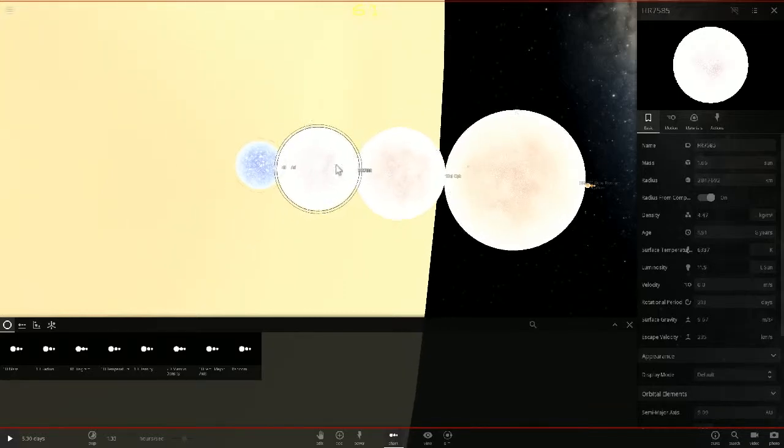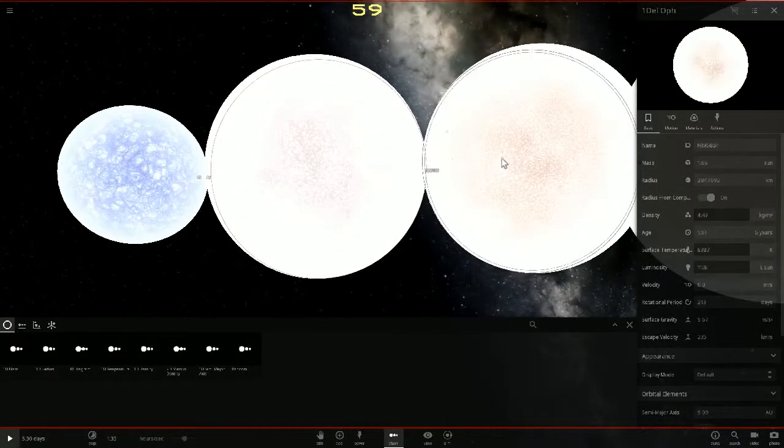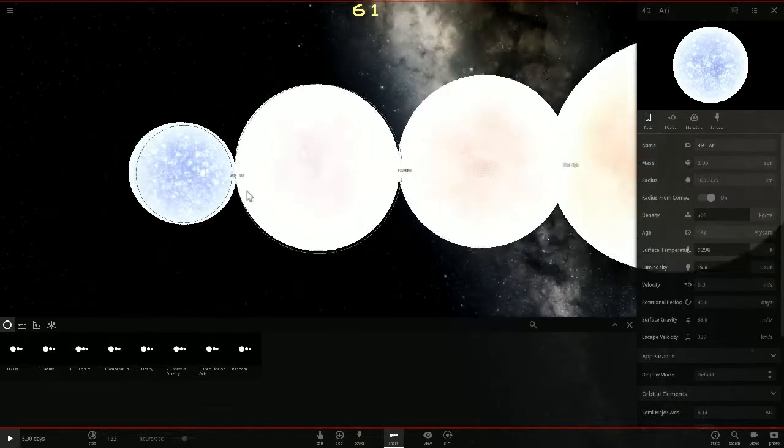And then we go to another star. This one's slightly bigger than this star here, but again it's smaller than the star here. And then we go to the star. It's 2 times the mass of the sun, but again it's smaller in radius.